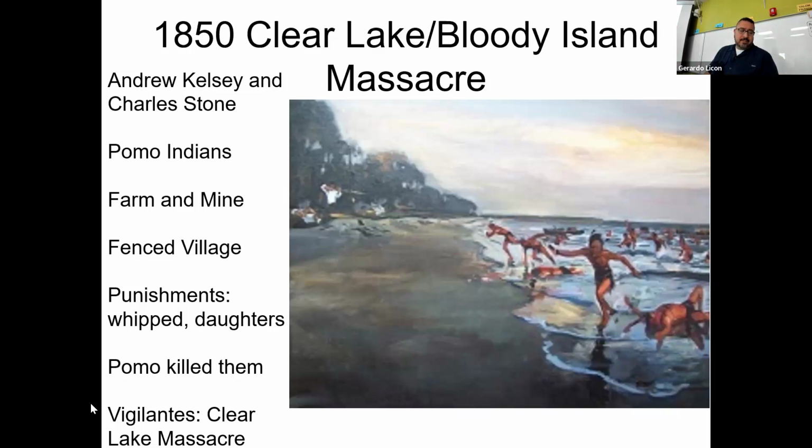So the Pomo Indians rebelled and killed Kelsey and Stone. But there was a vigilante group that organized itself, armed itself, and went out and slaughtered, massacred the entire Pomo village for killing Kelsey and Stone. So that's remembered as the Clear Lake or Bloody Island Massacre in 1850 in Northern California.